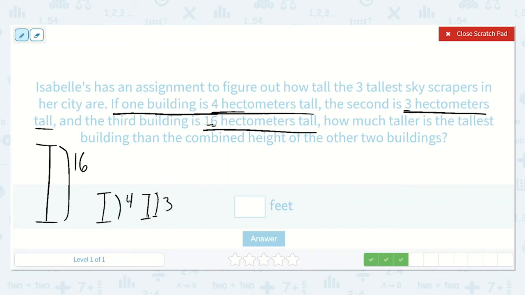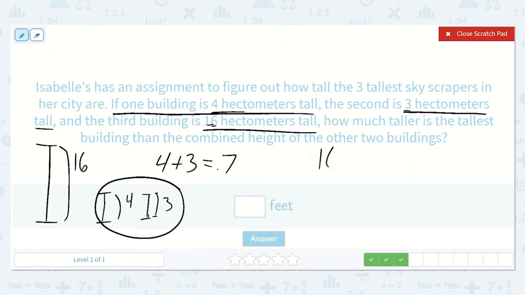Okay, so we know that one is 3, one is 4, and one is 16. They said, how much taller is the tallest building than the combined height of the other two buildings? Well, we need to combine the height of these two buildings because we know these are shorter. So 4 plus 3 is equal to a number. Well, I know 3 plus 3 is 6, so 4 plus 3 is just one more than that, which is 7. So now we know that the combined height is 7. How much taller is this than the combined height? Well, we can check. We can subtract.